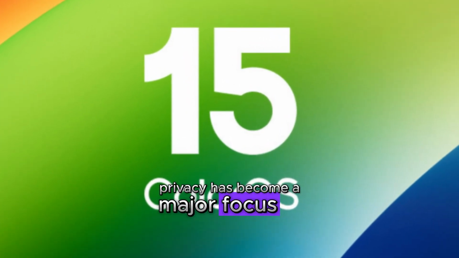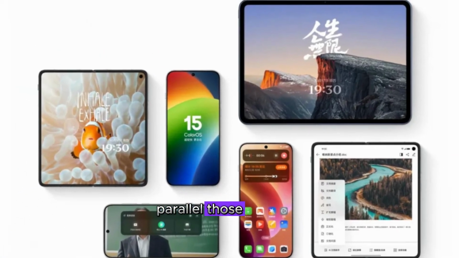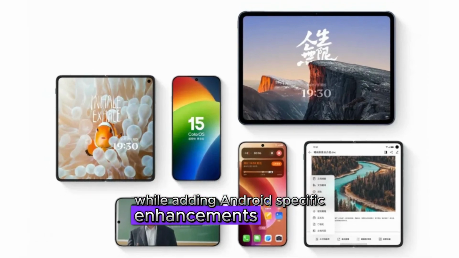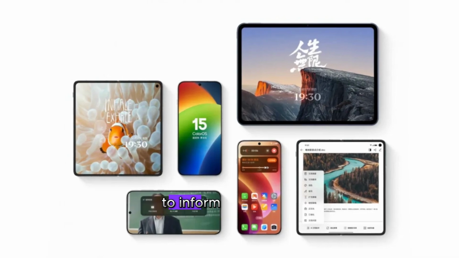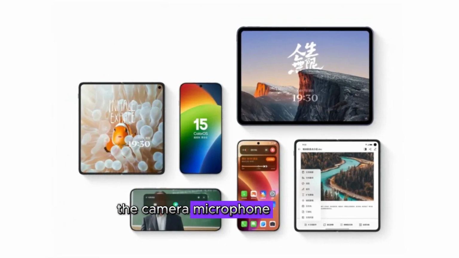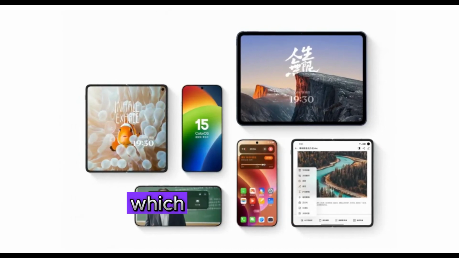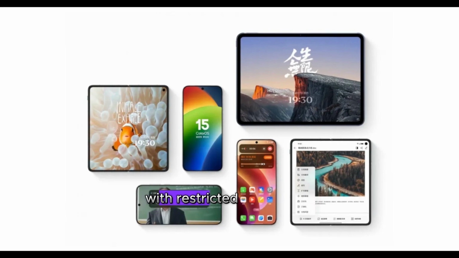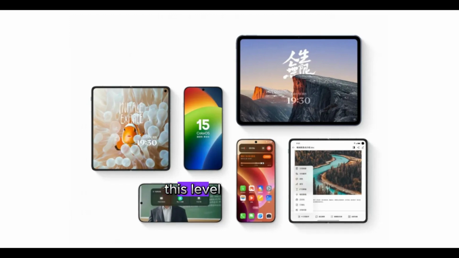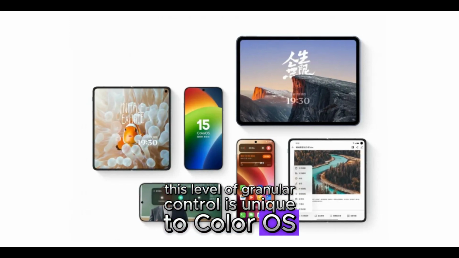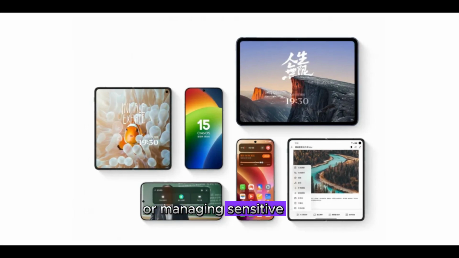Privacy has become a major focus in recent years, and ColorOS 15 incorporates several privacy features that parallel those of iOS 18 while adding Android-specific enhancements. Like iOS, ColorOS 15 includes permission indicators to inform users when an app accesses the camera, microphone, or location. However, ColorOS 15 adds stealth mode, which allows users to create a separate environment with restricted app access and permissions for scenarios requiring extra privacy. This level of granular control is unique to ColorOS and is ideal for users who want added peace of mind when sharing their device with others or managing sensitive data.